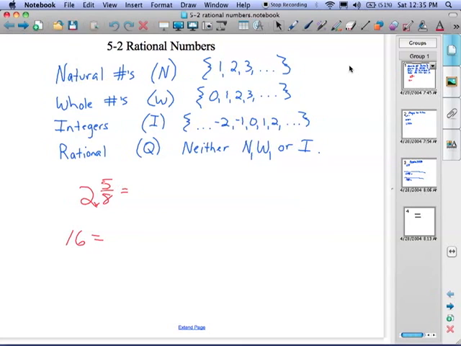So here we have 2 and 5/8. Very important, we need to write that as a fraction. To review from back in the day, 2 times 8 plus 5. We want to turn this into a fraction. 8 times 2 is 16, plus 5 is 21. So that is a rational number, 21 over 8. 16 is a natural number. It's a whole number. It's an integer. 2 and 5/8 is just a rational number.